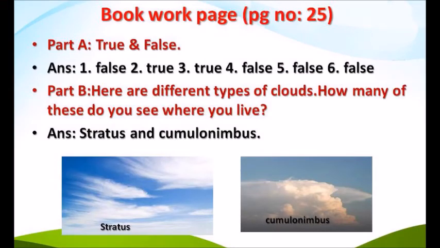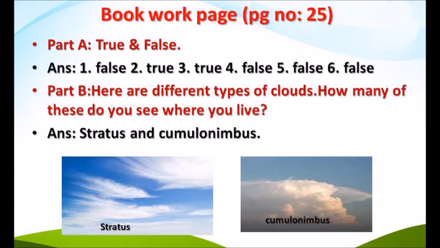Okay, dear students, let's start our book at page number 25, part A. Put a tick against true statements and a cross against the false ones. First one is: high areas are usually hot. This one is a false statement. Second one is: cool breezes blow from the sea towards the land. This one is true. Third one is: deserts are very dry places. This is true. Fourth one is: forests don't receive much rainfall. This is false.